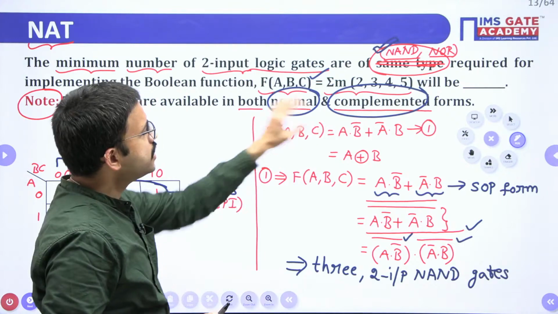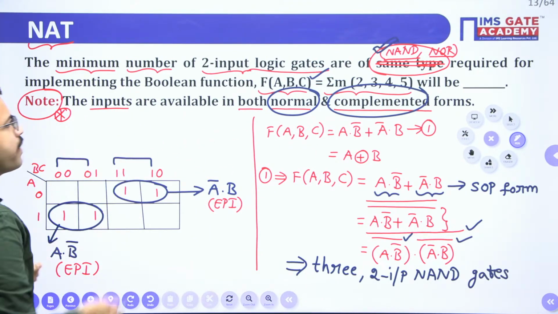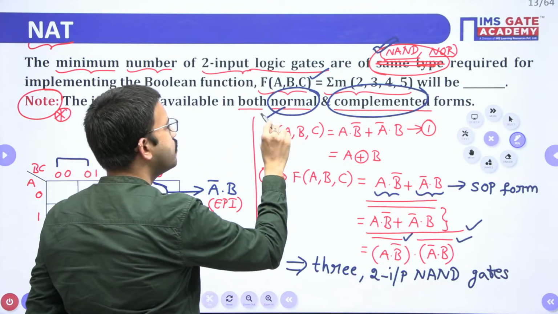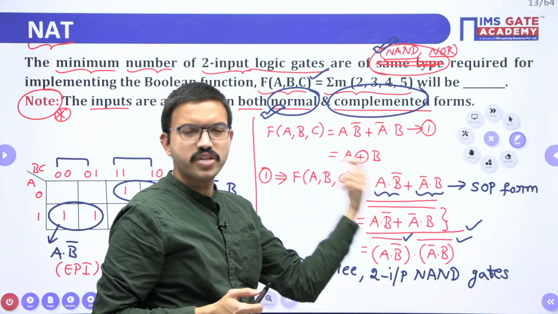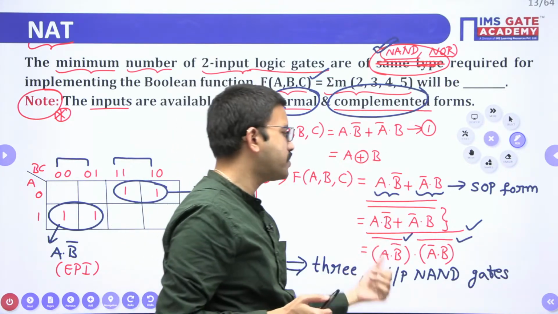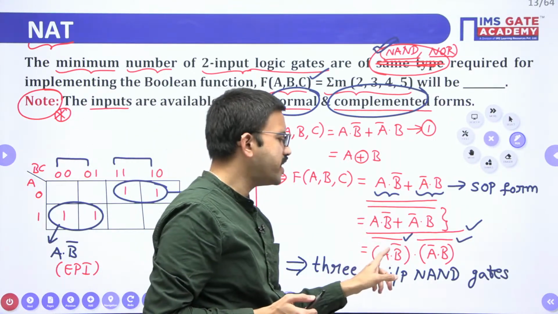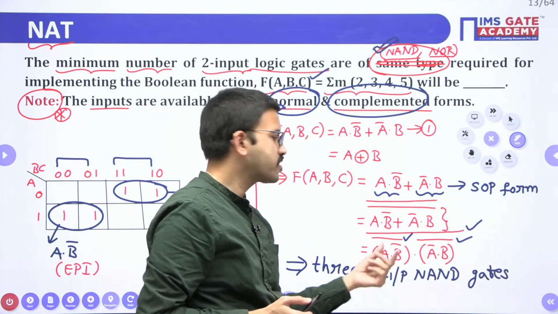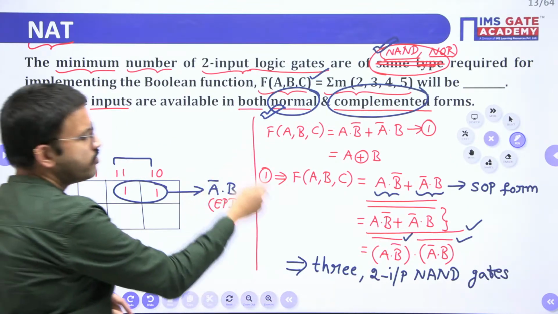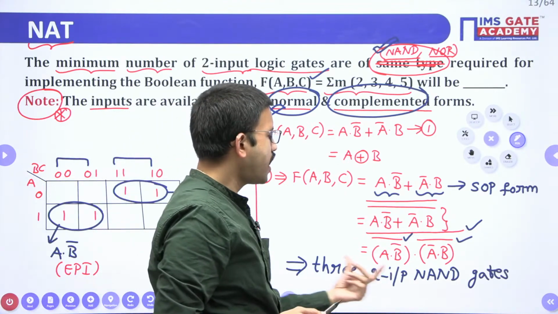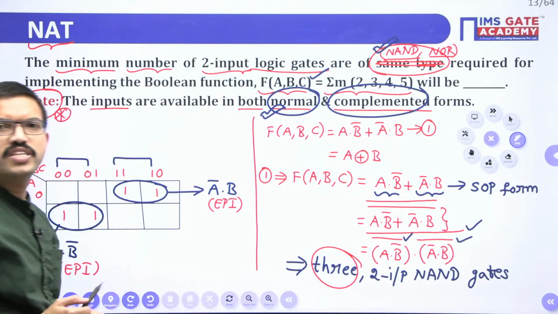In general, in the question, if they don't specify in which form the inputs are available, by default all the inputs are available in normal form. But whenever you are getting complement form, you require one more additional logic gate. For example, if you want B bar, what you have to do? Use a 2-input NAND gate, connect both the inputs as B, so that you will get output as B bar. Now with the help of NAND gates we got the answer as 3. Now let us see with the help of NOR gates also.